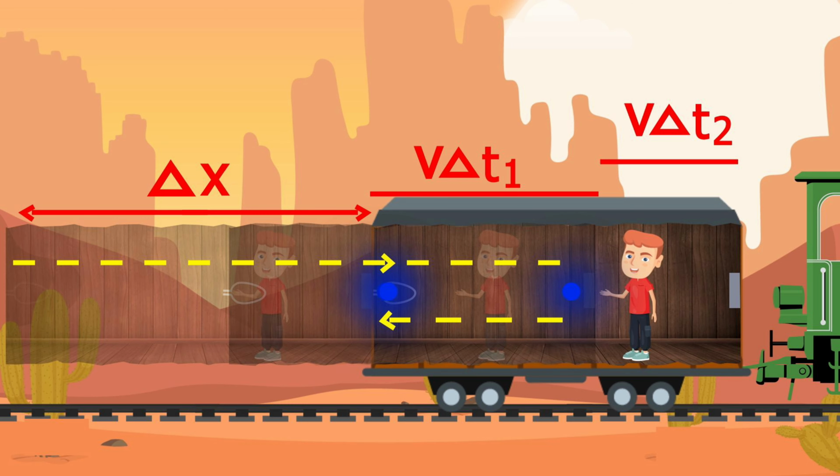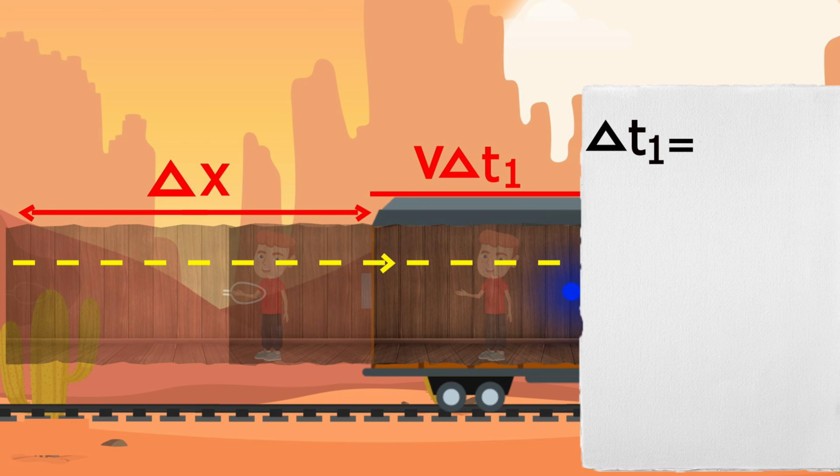Now to calculate the time period for the entire event for Emily, like we did for Bob, we need to calculate the time periods separately. Delta t1, again, is the time period taken by the light in the forward direction to reach the mirror. We know time is distance divided by speed, and here the distance is this black line.